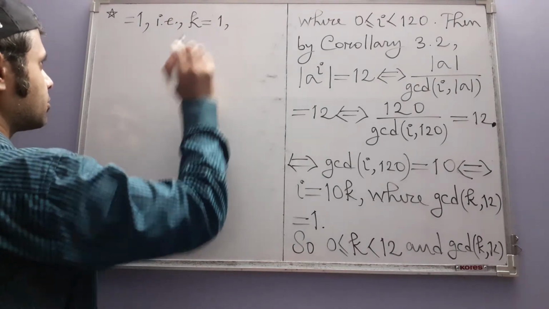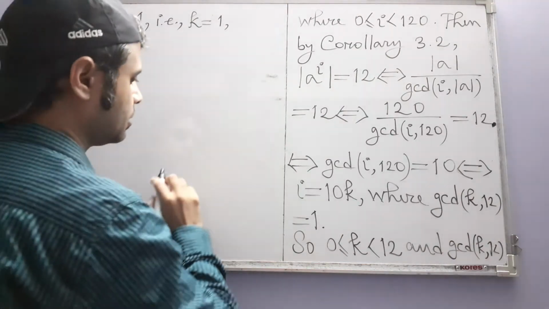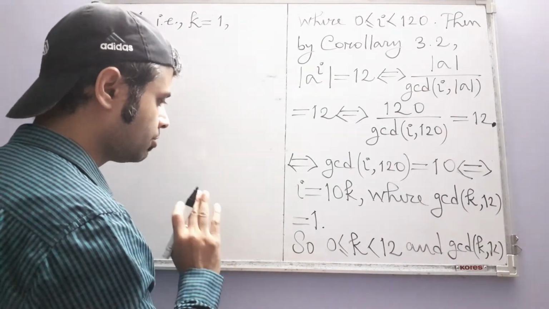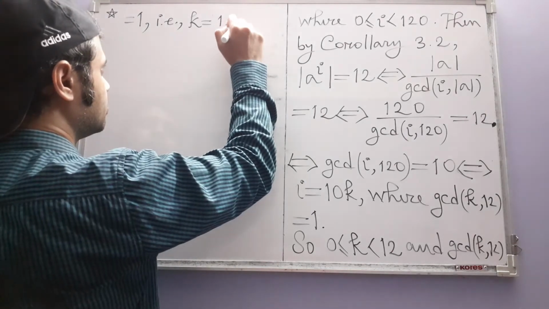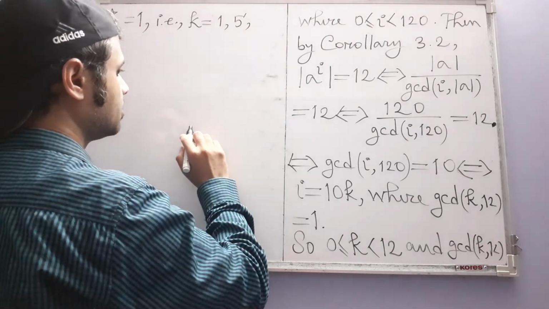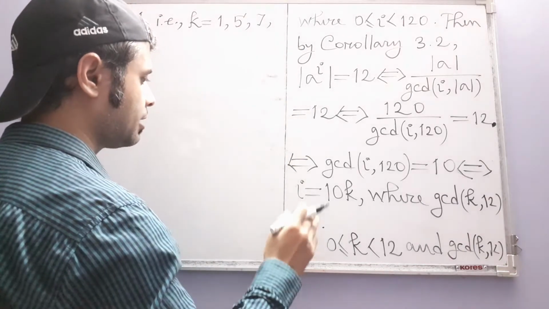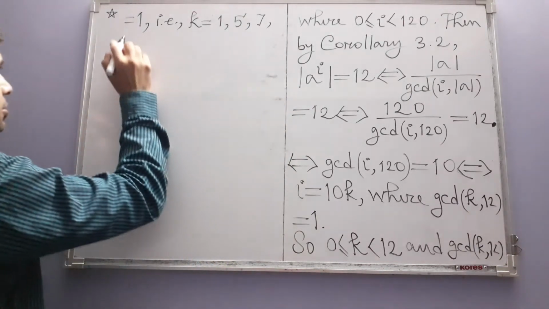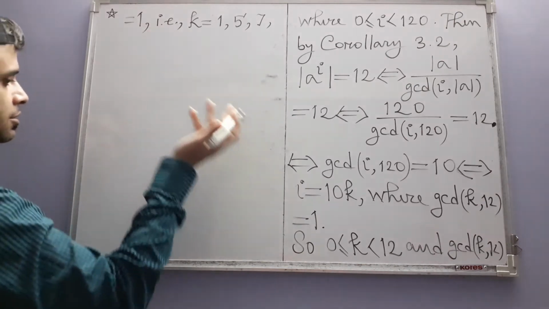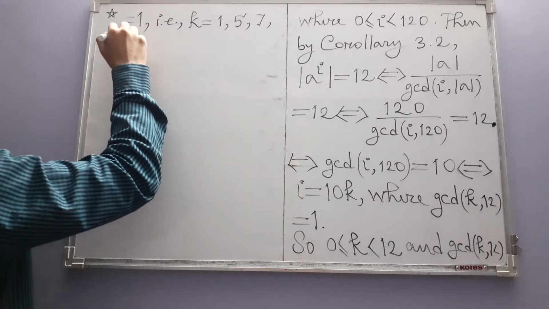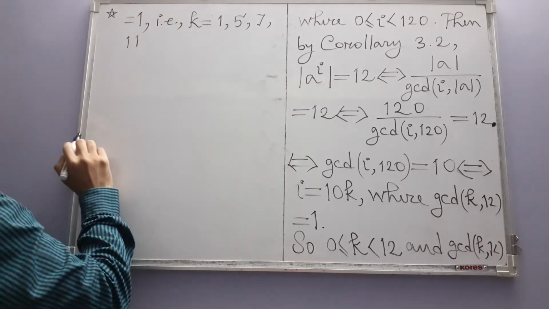One of them is of course 1, that is always there, and then 2 is not an option, 3 is not an option, 4 is not an option, 5, 6 is not an option, 7, 8, 9 and 10 are not options, because none of them is relatively prime to 12. So that means 11, and that's just it.